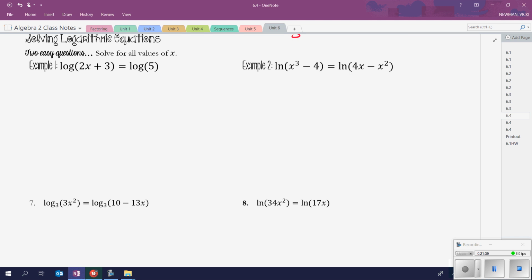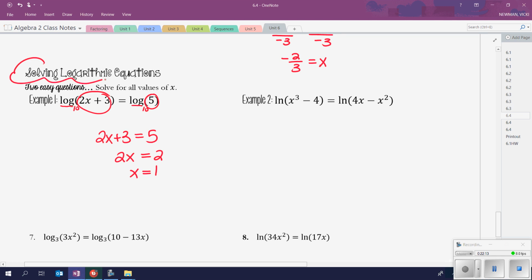Look at these two things. They're equal. They both say log, which is implied base 10, right? Which means if those parts are the same, then their insides are the same. So we can write an equation, 2x plus 3 equals 5. Yeah, it's that simple. So 2x is equal to 2. x is equal to 1. I'm proud of myself.